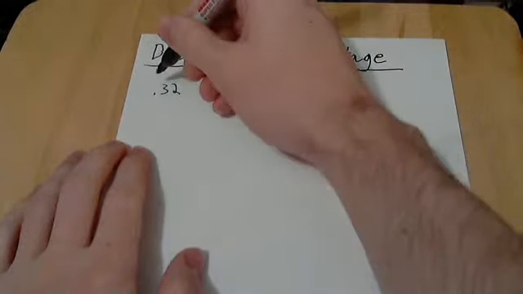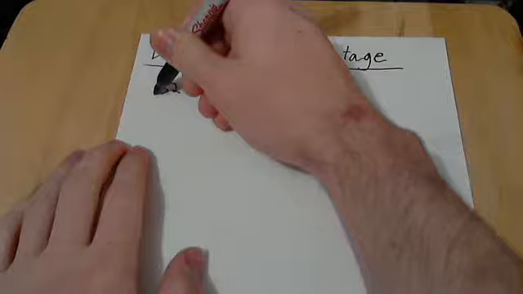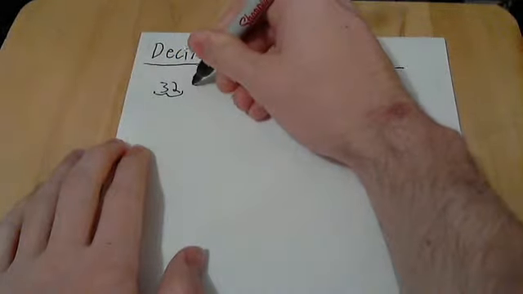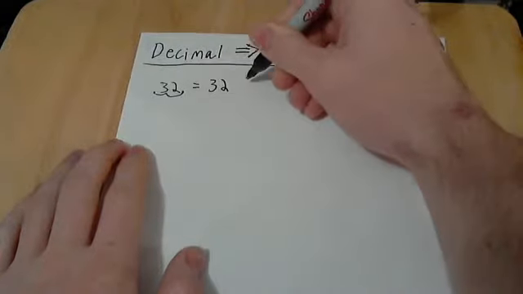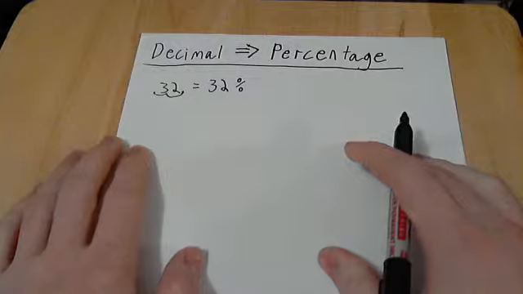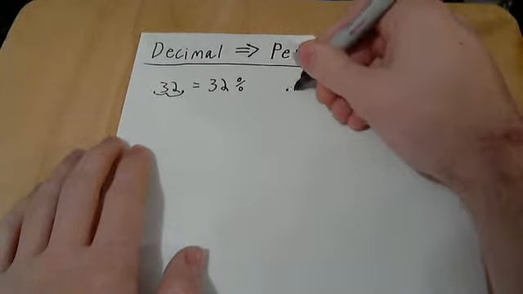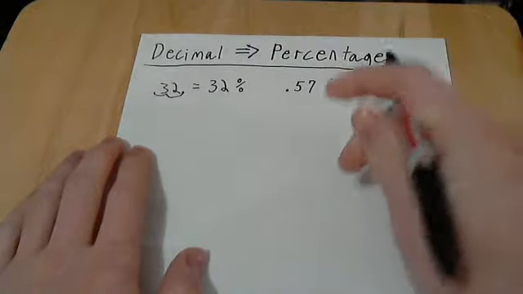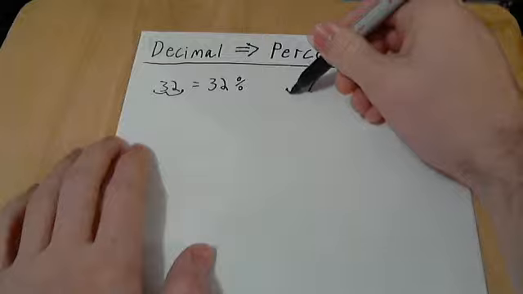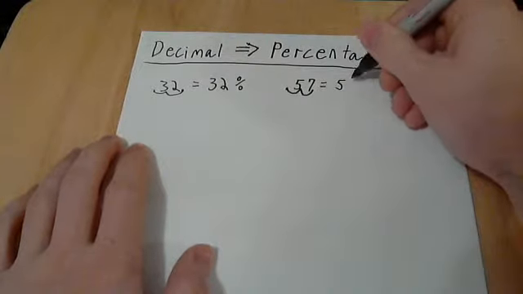So 0.32 as a percent, all we have to do is move this decimal 1, 2 to the right, and that gives us 32% as our answer. So let's take another example of 0.57. Again, 0.57 times 100 is move the decimal 2 places to the right, gives us 57%.